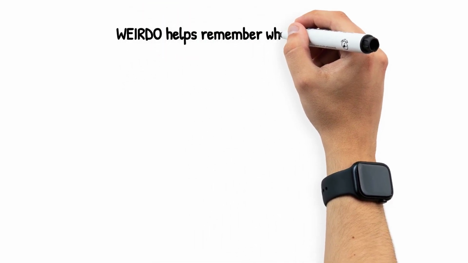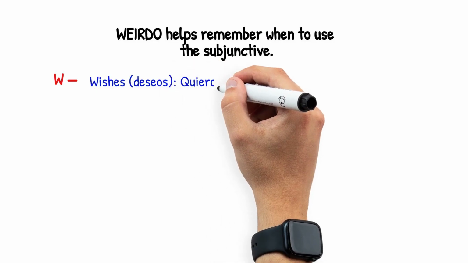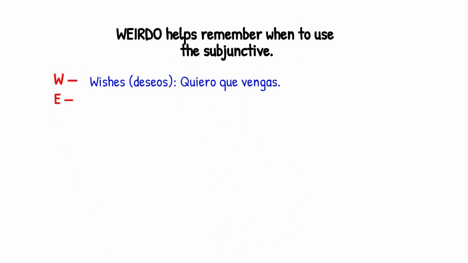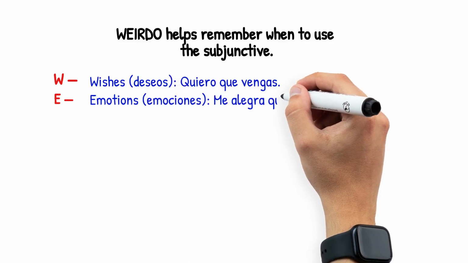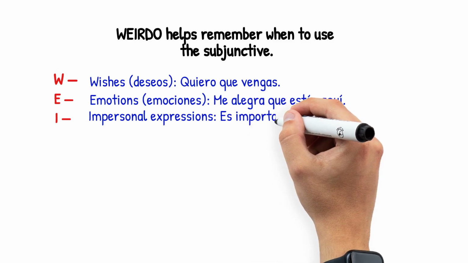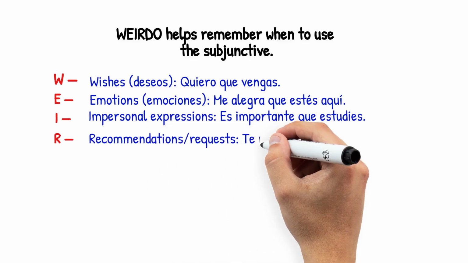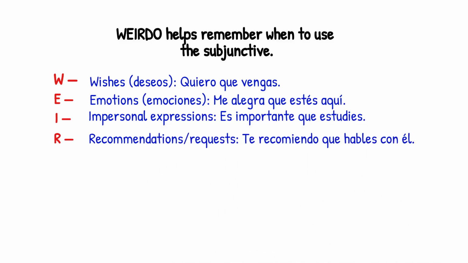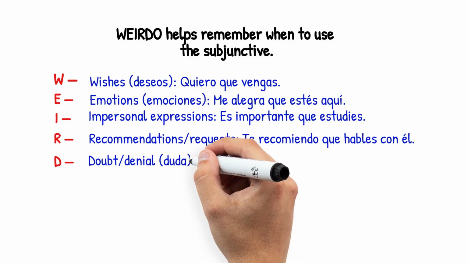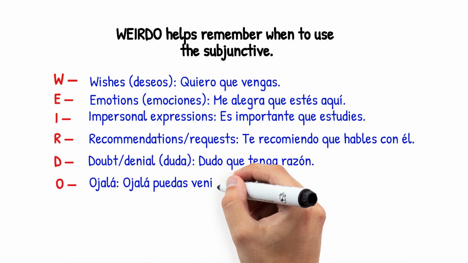Whiteboard: cuándo usarlo. WEIRDO, a useful memory trick for when to use the subjunctive. W, wishes, deseos: quiero que vengas. E, emotions: me alegra que estés aquí. I, impersonal expressions: es importante que estudies. R, recommendations, requests: te recomiendo que hables con él. D, doubt and denial: dudo que tenga razón. O, ojalá: ojalá puedas venir.